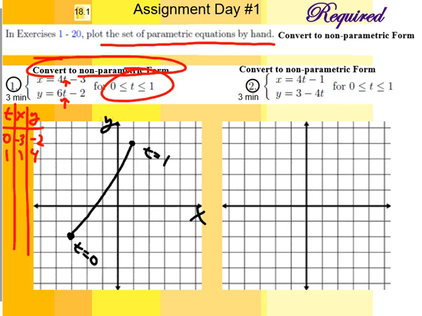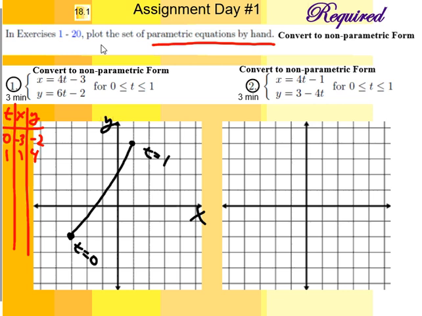Now, how do you know it's just a straight line and not a curve? Because there wasn't anything squared in our problem. These were just linear. Now, I need you to take a moment and convert this to non-parametric form, and I think you're going to see something cool when we convert this into a normal equation.